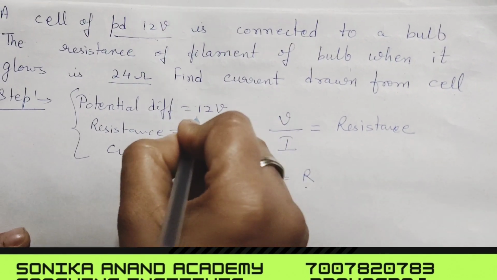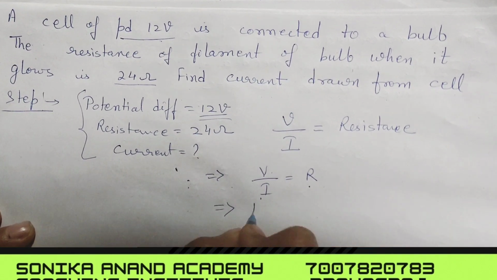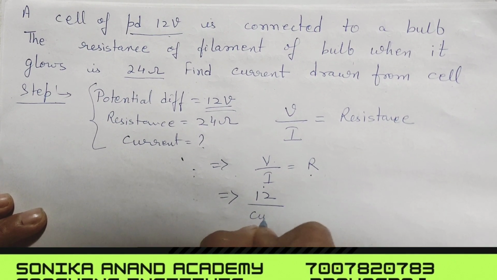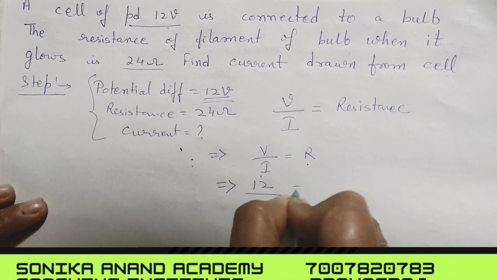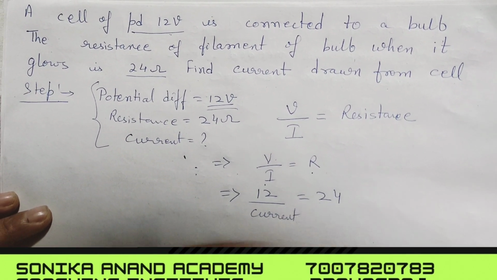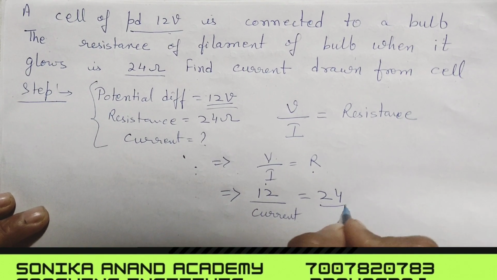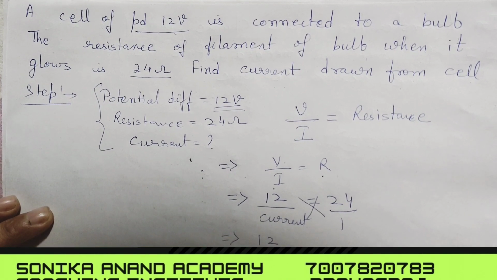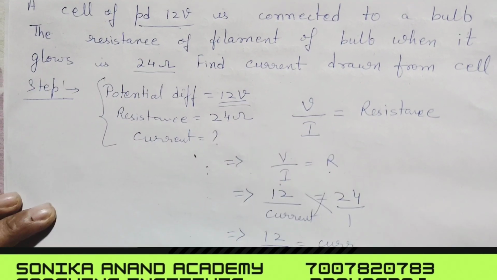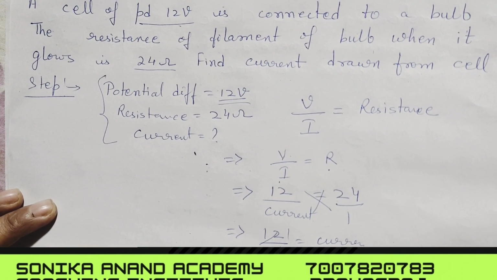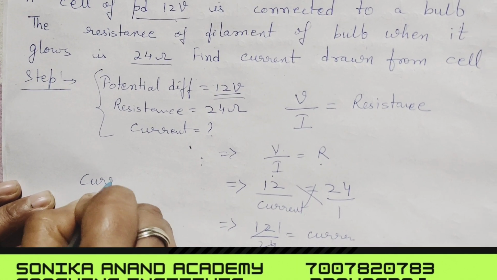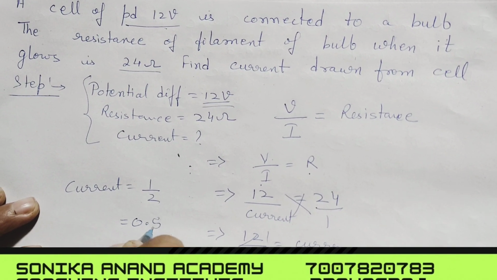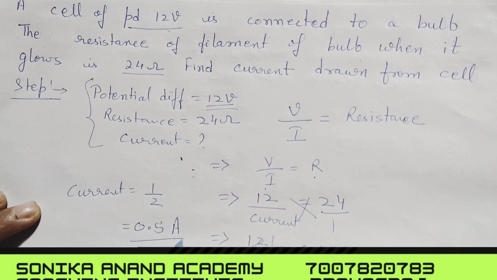Now we substitute different values. For the potential difference V, we have 12 volt. We have to find the current, and the value of resistance is given as 24. Now when we cross multiply, we get 12 upon 24 is equal to current. So 12 1s are 12, 12 2s are 24. That means the value of the current is 1 by 2, which is equal to 0.5, and the unit of current is ampere.